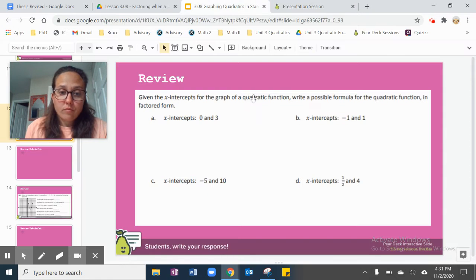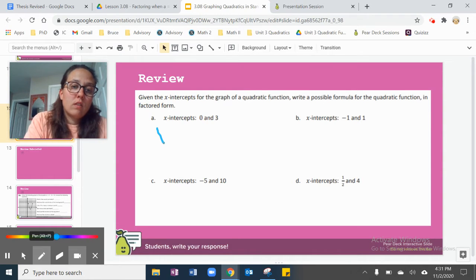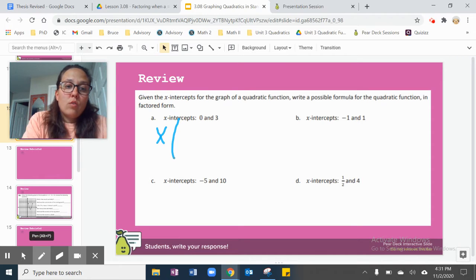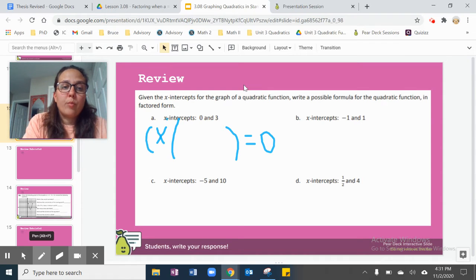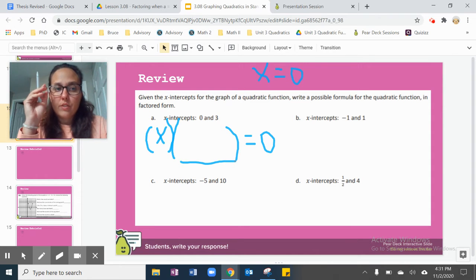So we're going to do the same here. So if one of our factors is 0, that's something we haven't seen before. It means that it's probably going to look something like this. And that's because if we wanted to put parentheses around it, we could just set x equal to 0, and then whatever this is equal to 0 and solve.